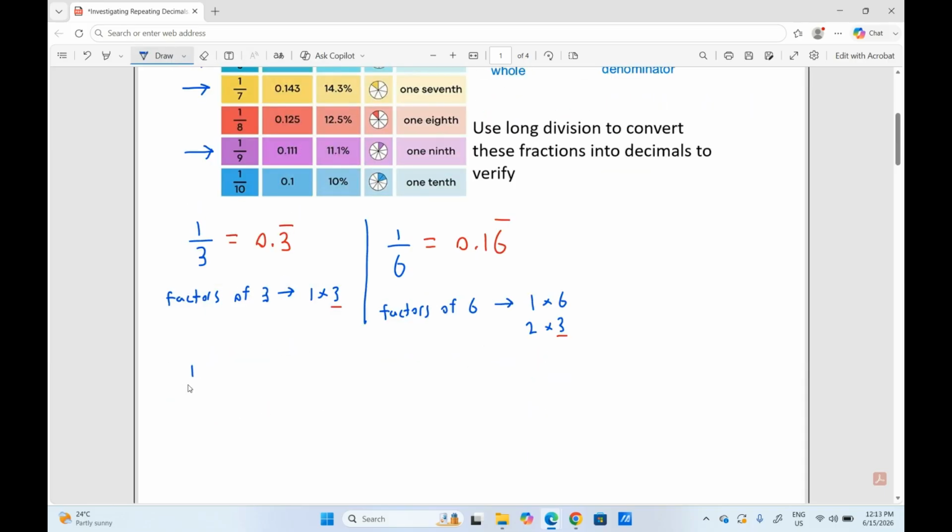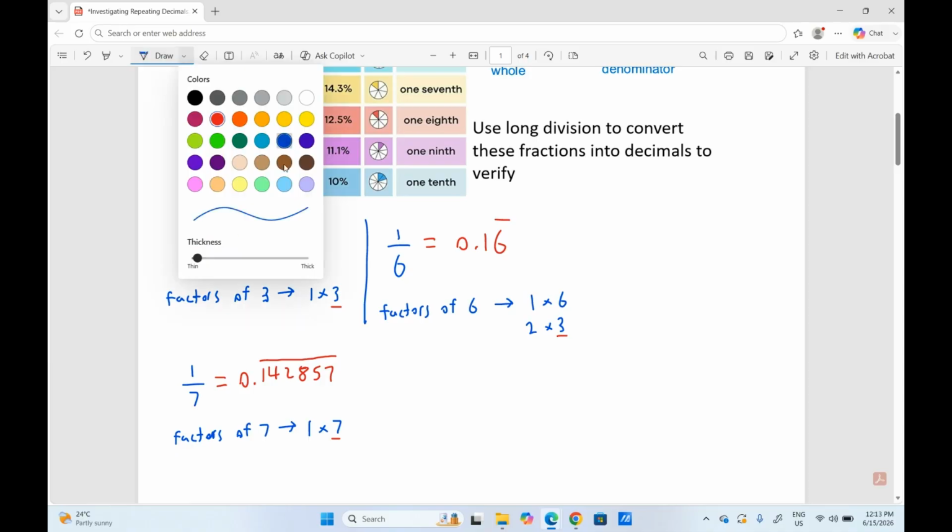So now let's say I have 1/7. My factors of 7 are going to be 1 times 7. And 1 isn't a prime number, but 7 is. So 7 is a prime factor that isn't 2 or 5. So because of that, that means 1/7 is going to be repeating. And it's going to be 0.142857 repeating. All these digits just keep repeating.